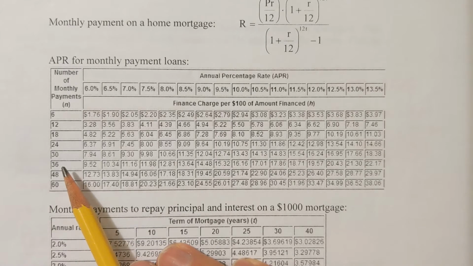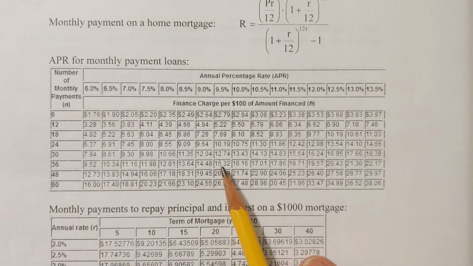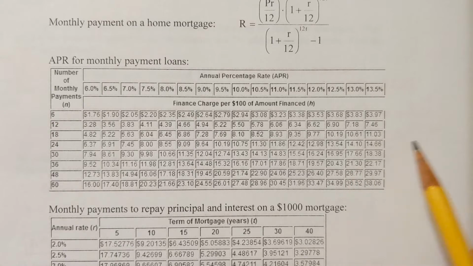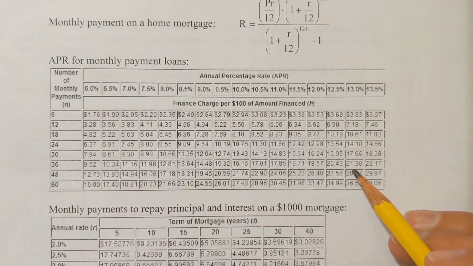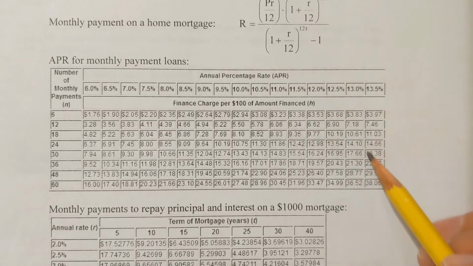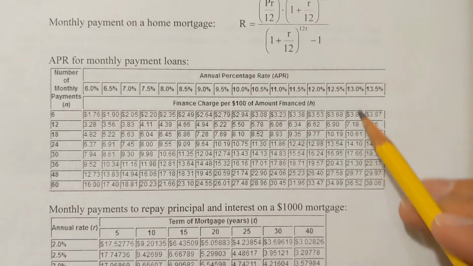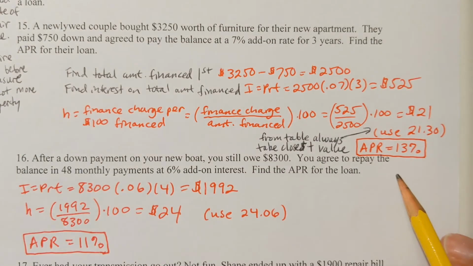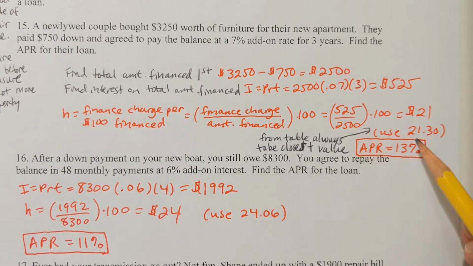So in 3 years, that'd be 36 payments. And I scan that row for $21, and that's not listed. Okay. Now, you always take the closest number to the one that you're looking for, which for us is going to be 21.30, for H. Okay, and that's going to put us in the 13% column. So the APR for this loan is 13%. Okay, and that's where I used 21.30.